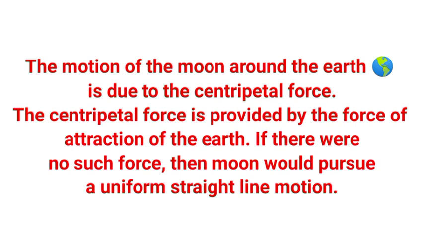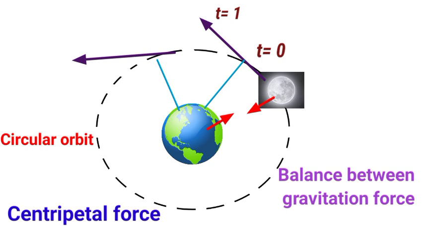If there were no such force, the moon would pursue a uniform straight line motion. So what I want to tell you is the moon moves in a circular orbit around the earth. If there were no centripetal force, the moon would have pursued a uniform straight line motion. The moon moves in a circular orbit around the earth due to the centripetal force provided by earth's gravitation field.